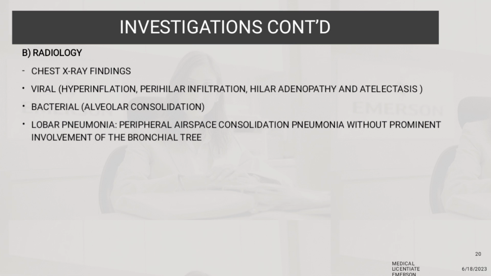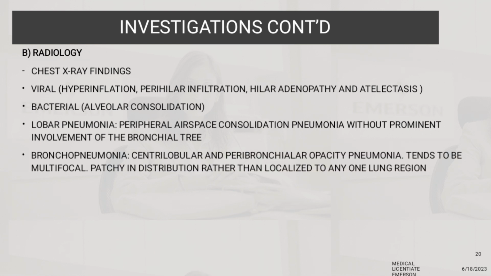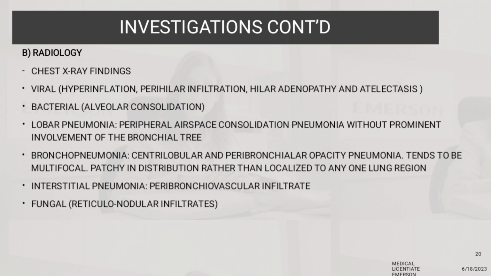Then if it's a lobar pneumonia, there will be a peripheral airspace consolidation pneumonia without prominent involvement of the bronchial tree. Then if it's a bronchopneumonia, then there will be a centrilobular and bronchiolar opacity pneumonia, which tends to be multifocal, and they will be patchy in distribution rather than localized to any lung region. That's a bronchopneumonia. Then interstitial pneumonia, there will be a peribronchovascular infiltrate.